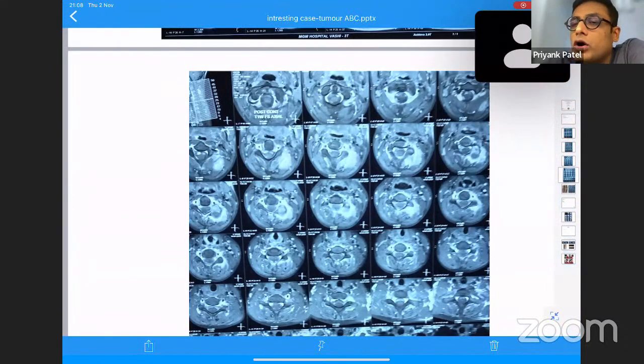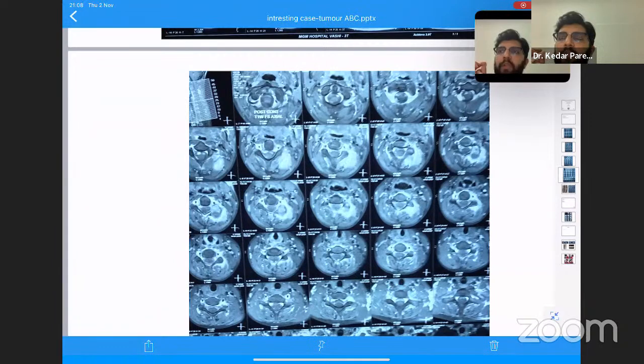Kedar, what more would you want over here? I'd like to further investigate. In the form of? Firstly, I would like to get a PET scan done to check if this is the only lesion or there are other lesions or mets that we can expect. Also, I'd like to get a CT guided biopsy of this lesion. Fair. So you want a PET scan and a CT guided biopsy.